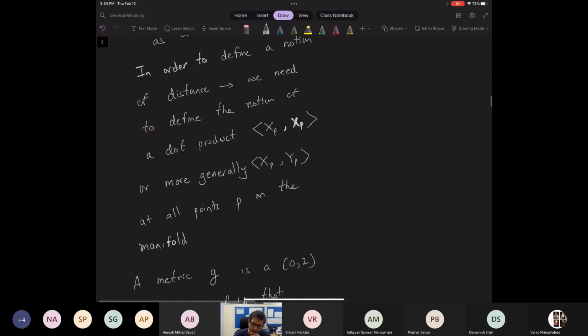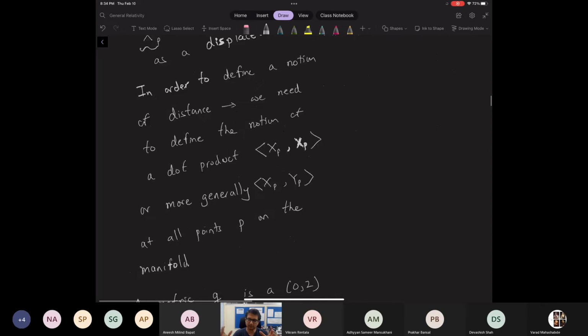Now that we have the notion of displacement, if I take a vector like this, it generates a displacement in coordinates by an amount dx mu. So now what we want to do is define a notion of distance. And for that, what we'll need to do is define a dot product between two vectors. This vector generates a displacement in the x coordinate by an amount dx mu. What we'd like to do is define a norm of this vector.